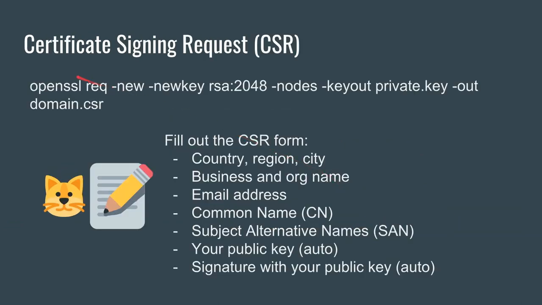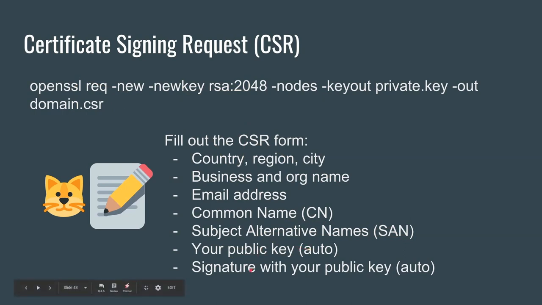A certificate signing request, you can generate one with this little OpenSSL command here. You can just paste this into your terminal. It'll prompt you for a bit of metadata, like what country, region, city you're in, what your business name is, your email address. It'll then ask you for the common name and subject alternative names, which we'll get to in a second. It'll then, at least with this command, auto-generate a new private key, and it'll include the corresponding public key in that request as well.